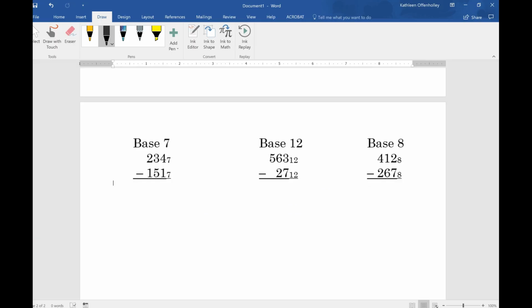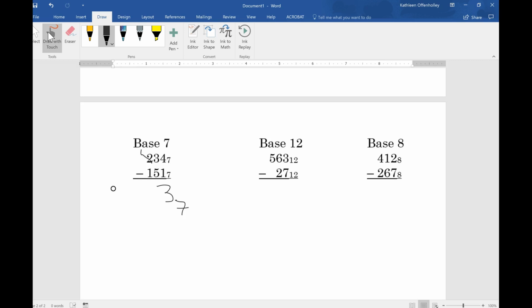So let's start with our base 7 one. We have 4 minus 1, which is 3. And that's not a problem. We just write 3. If you want, you can write your little 7 now or write it when you're done. Now let's look at the next one. 3 minus 5 is a problem. We don't have enough in that place value to do the subtraction, unless you go into negative numbers, right?